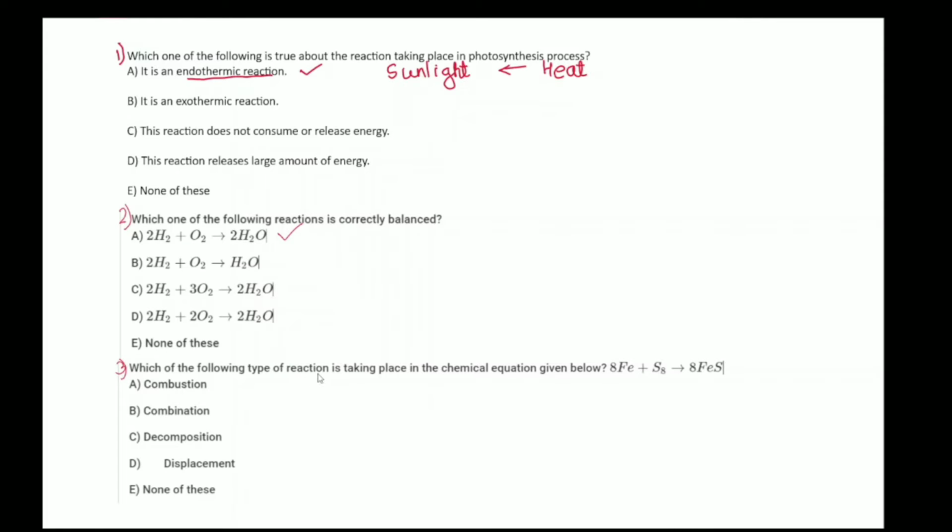Which of the following types of reaction is taking place in the chemical equation given below? We have iron, Fe, combining with sulfur to give iron sulfide, or ferrous sulfide. Now is it a combustion reaction? Is it a combination, decomposition or displacement? Iron is combining with sulfur, so we get iron sulfide. So what do you think it will be? Combustion, combination, decomposition or displacement? Yes, when you combine something, it is always a combination reaction. So this is the correct option for it. So let's move on to the next question.